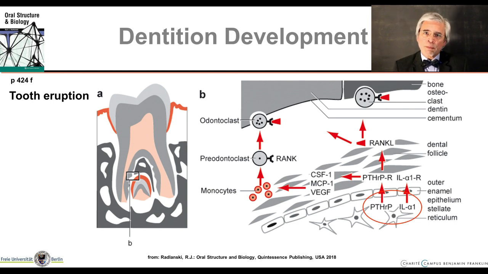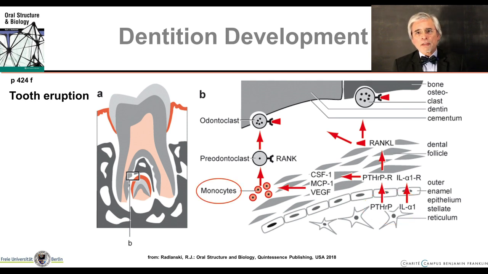This protein, abbreviated as PTHrP, binds to the receptors of the cells of the dental follicle. Interleukin-1 alpha is also produced by cells of the stratum reticulare, which is also bound by receptors of cells in the dental follicle. The dental follicle is thus prepared by the stratum reticulare for its tasks during tooth eruption.